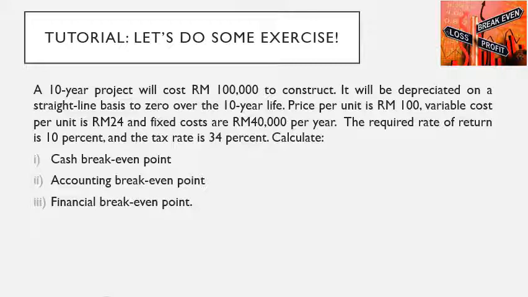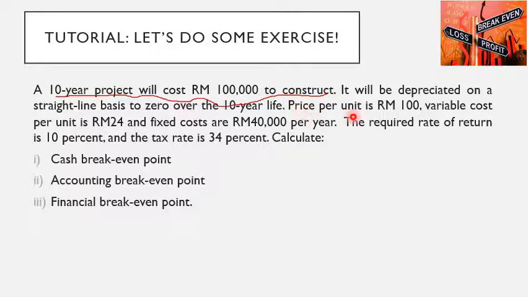As we can see, we have a 10-year project that will cost 100,000 to construct. It will be depreciated on a straight-line basis to zero over the 10-year life. So your initial outlay is 100,000, and the number of years is 10.